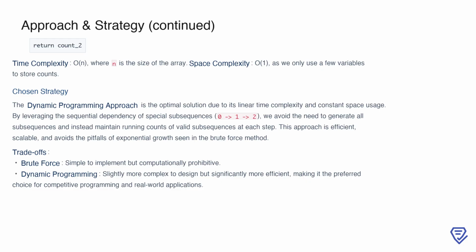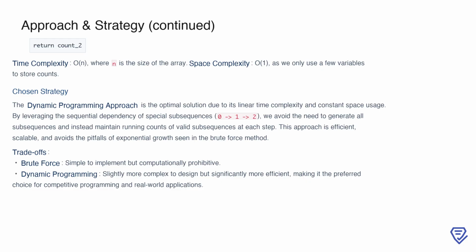The implementation is efficient, with a time complexity of O(n), where n is the size of the array, because we process each element exactly once. The space complexity is constant, or O(1), since we only use a few variables to store the counts. This makes the DP solution not only optimal but also highly scalable.